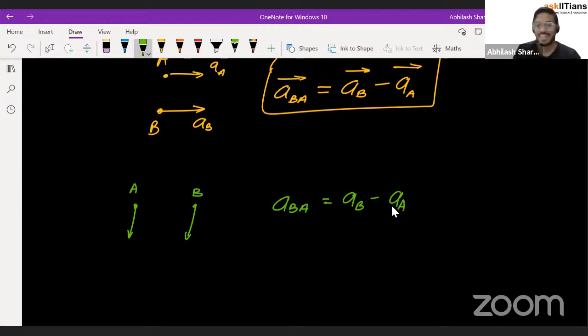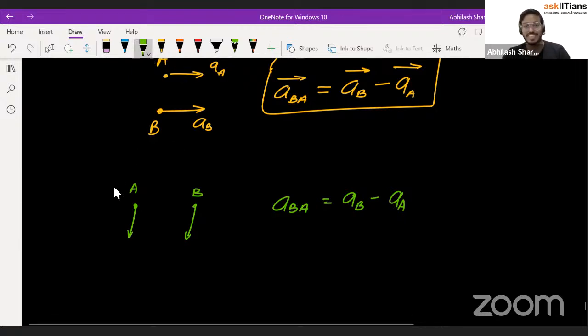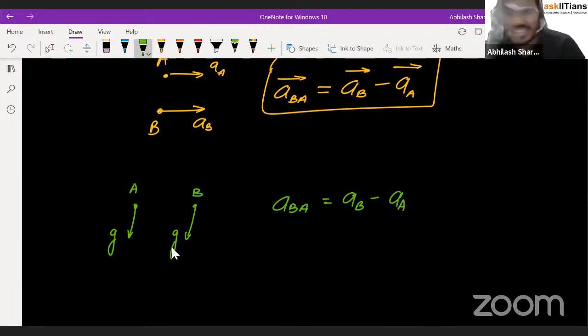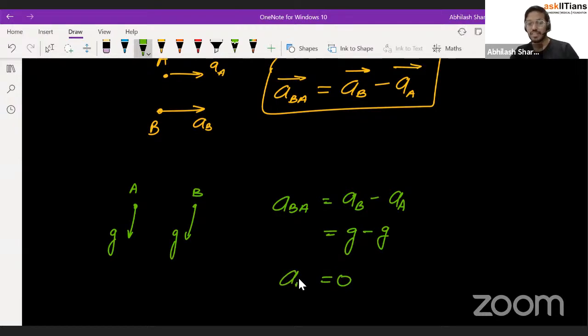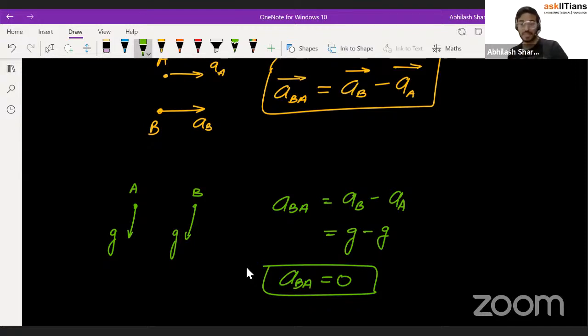So you should quickly understand, any object that freely falls, what is its acceleration? Acceleration due to gravity. Both will be falling with acceleration due to gravity. So when you substitute, it'll cancel out, and so the relative acceleration is 0. That's the answer. The answer is 0. Is it clear? Both are falling with the same acceleration, and hence the answer would be 0. All right, everybody clear?